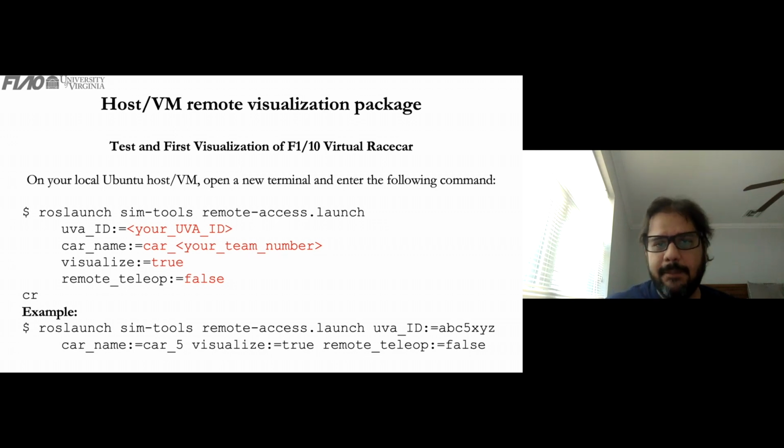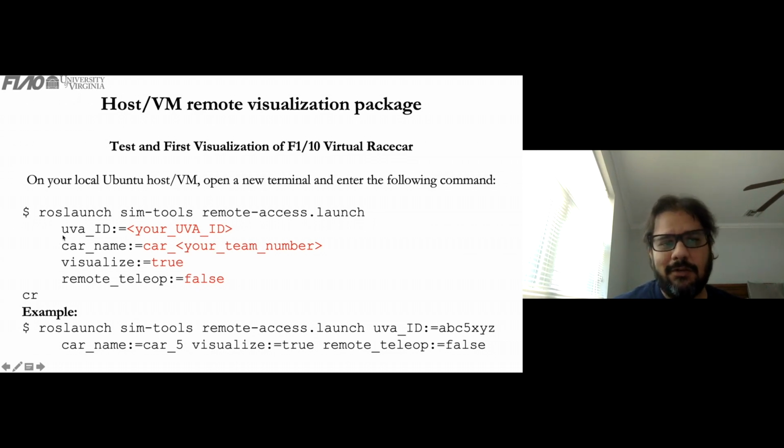We can open a new terminal on the virtual machine and enter this command, roslaunch sim_tools, the name of the package we just installed, remote_access.launch, and then you have to set several arguments before you hit return and launch this remote_access.launch file.